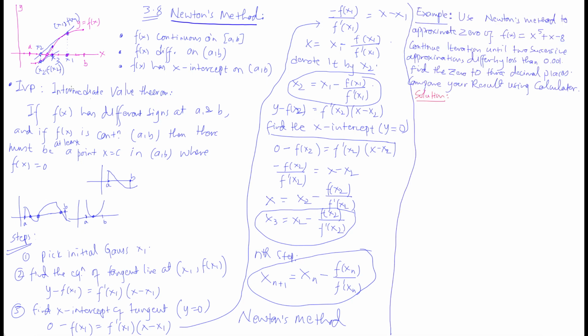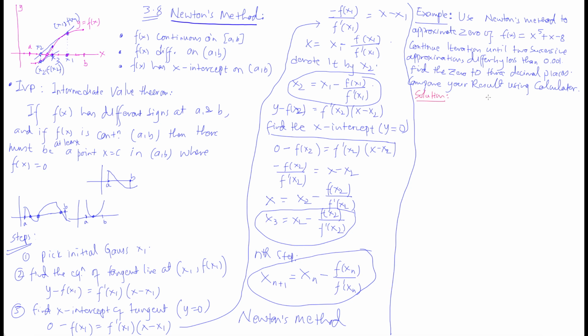Alright, so let us see this example. Use Newton's method to approximate the 0 of f(x) equals x to the 5 plus x minus 8, and continue iteration until two successive approximations differ by less than 0.001. You will continue using this technique until the difference between x9 and x10, for example, is less than 0.001. Find the 0 to 3 decimal places. So whatever you find, you record that answer to 3 decimal places.